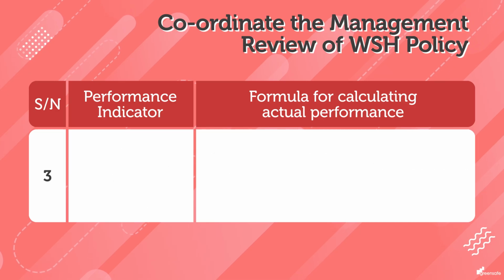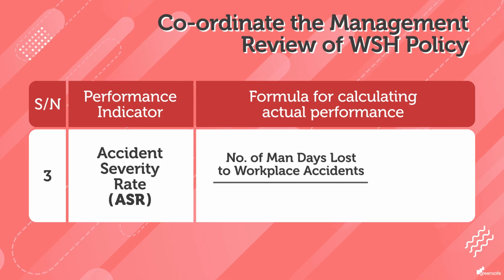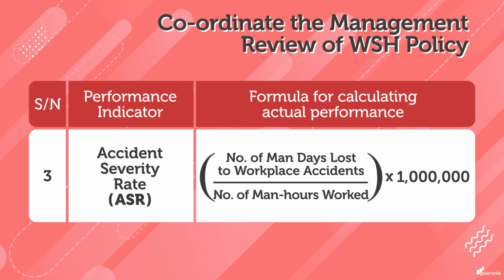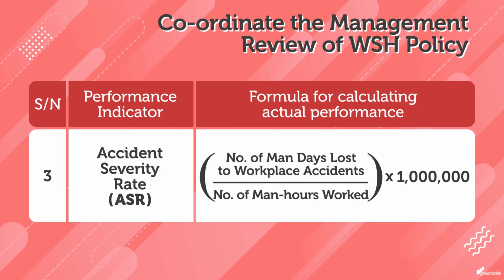The third performance indicator is the accident severity rate. This one measures the severity of the accidents that have occurred at the workplace. To calculate this, simply use the number of man-days lost to workplace accidents divided by the number of man-hours worked. The answer is 1,000,000 times the value that you get from that step.